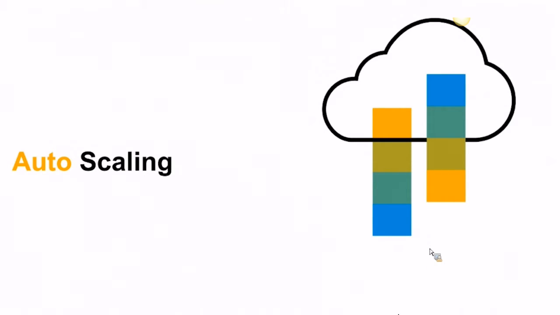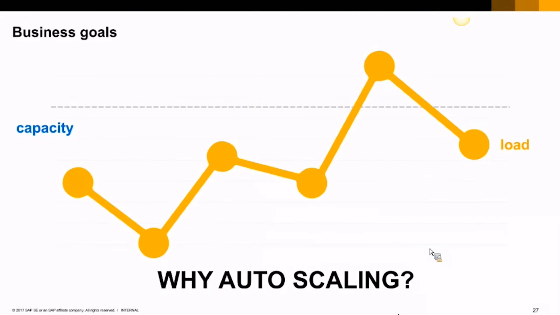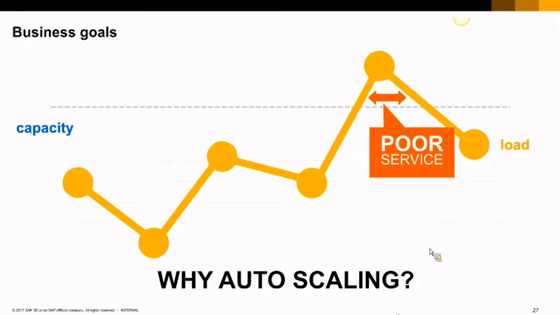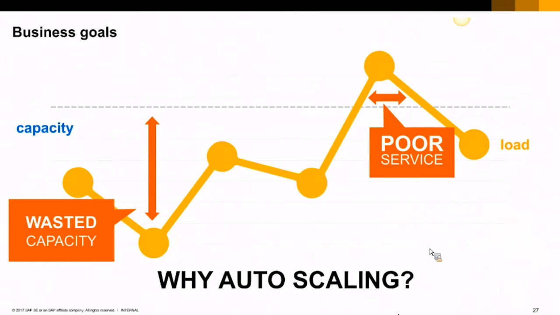So in the end, once we have done all those configurations and preparation work, we can get into auto scaling. Why do we want to do auto scaling? It's actually from a cost perspective. With a fixed capacity, we always have issues: we have poor service while the load is higher than our capacity, and we waste money while our traffic is lower than our capacity. Ideally, we want a best fit, where our system capacity goes along with the load.